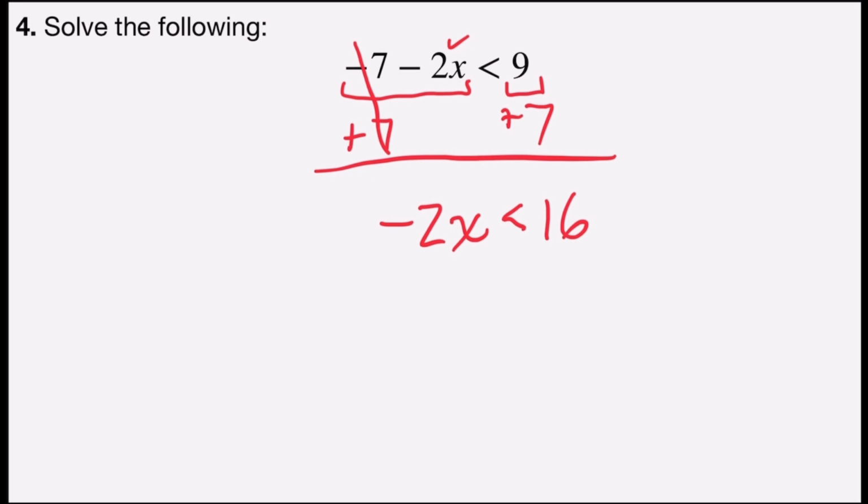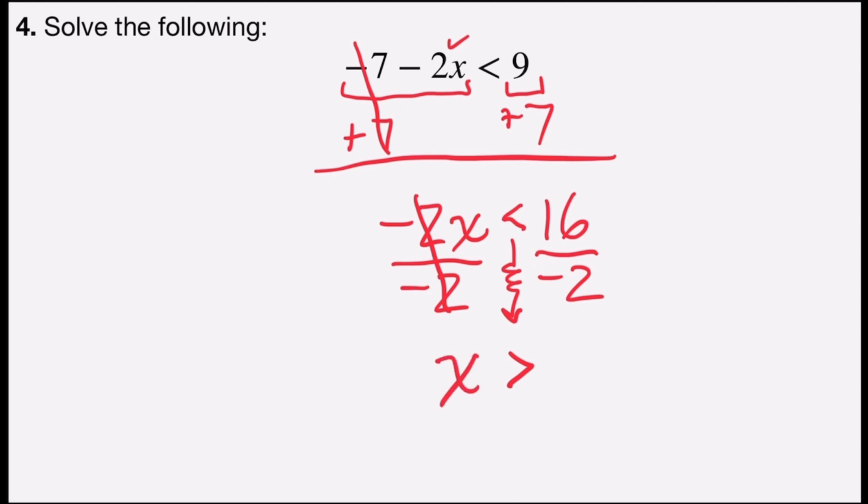And now I have to make the coefficient equal to 1. So I'm going to divide both sides by -2 in order to make -2 divided by -2 and get 1. But in dividing by a negative, I have to reverse this inequality symbol. I have to flip it over, and so less than will become greater than. So -2 divided by -2 is 1x. X is now greater than 16 divided by -2 is -8.